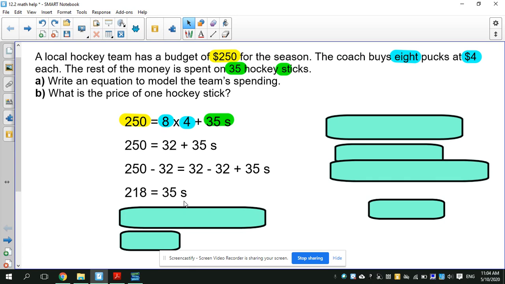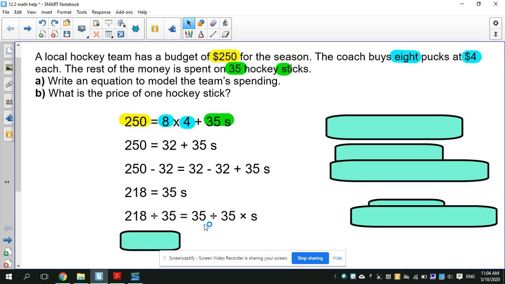Now remember, whenever we have a variable beside a number, it means multiplication. So ultimately, I want to find the price of each individual hockey stick. There's 35 of them. It's 35 times S. To get rid of the 35, I want to divide by 35. So here we go. 35 divided by 35 equals 1. And that will give us the price of 1 stick. And remember, whatever I do to one side of the equation, I must do to the other side of the equation to balance it out.